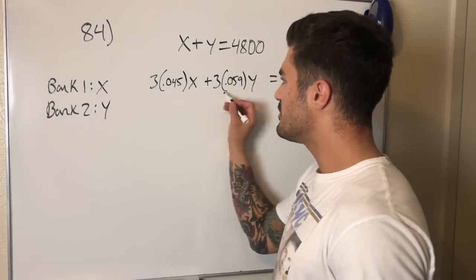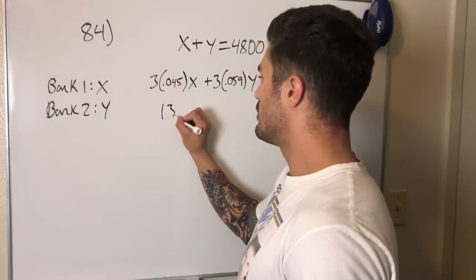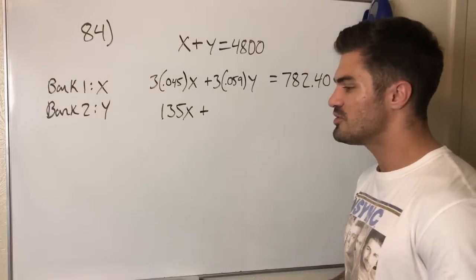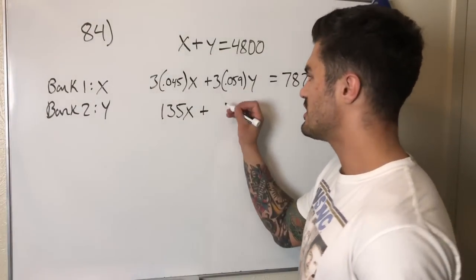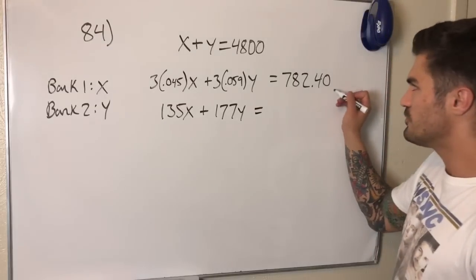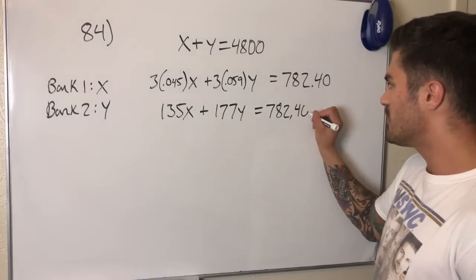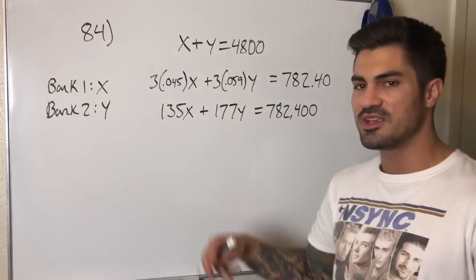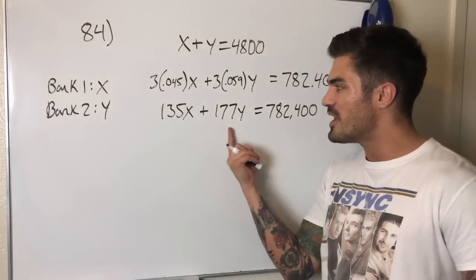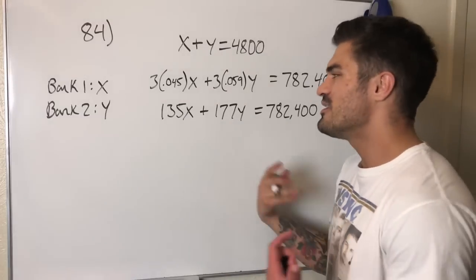So if I multiply everything by 1,000, I get 45 times 3. That's 135x plus 59 times 3, what is that? 177y equals, and again, I just shift over 3 decimal places, so this is 782,000. So this is a big number, but I still think this is less ugly than decimals, in my opinion. So I multiplied everything by 1,000. Now I can multiply everything up here by -177 and do my elimination, right? I think it's a little bit easier.